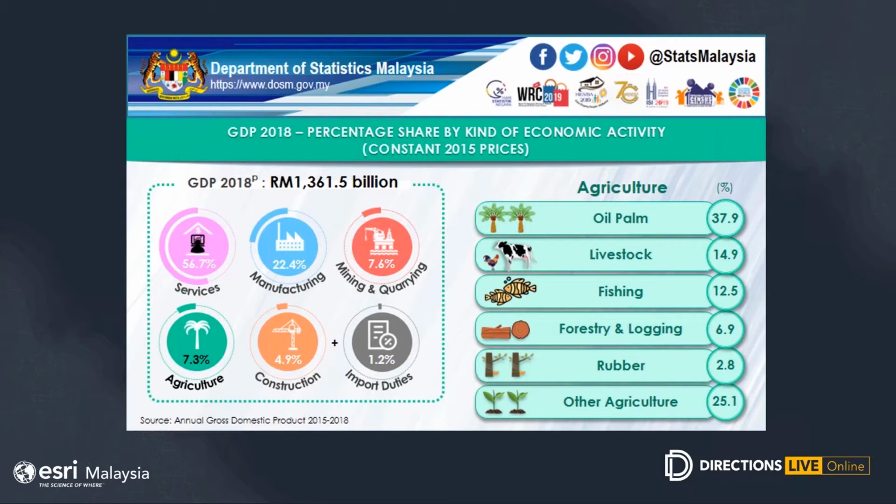In 2018, the agriculture sector contributed 7.3%, the equivalent of RM 99.5 billion, to the gross domestic product. Agriculture served as the number 4 important sector to the national GDP growth. Oil palm was the major contributor to the GDP of the agriculture sector in 2018, at 39%, and this was followed by other agriculture activity, livestock, fishing, forestry, logging, and rubber.